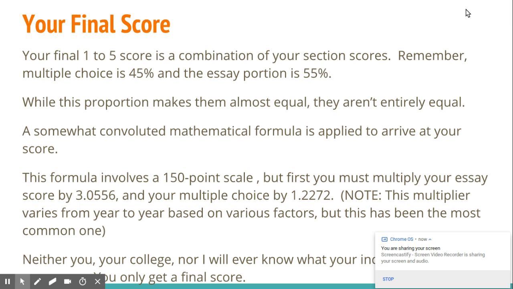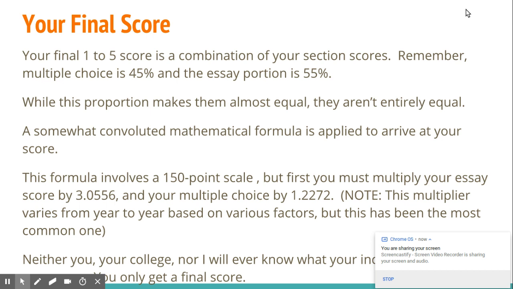It's kind of convoluted, the mathematical formula that they come to. But ultimately, the formula is going to involve a 150-point scale. If you received the calculation sheet from your diagnostic test, you'll see at the very bottom of it the scale that has the AP score to the right and a 150-point scale to the left.